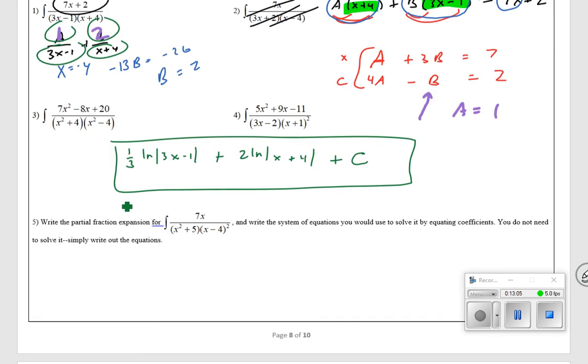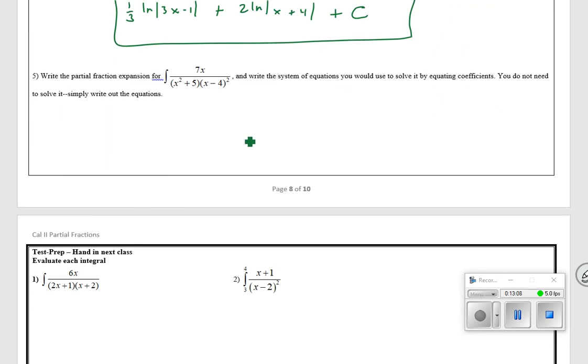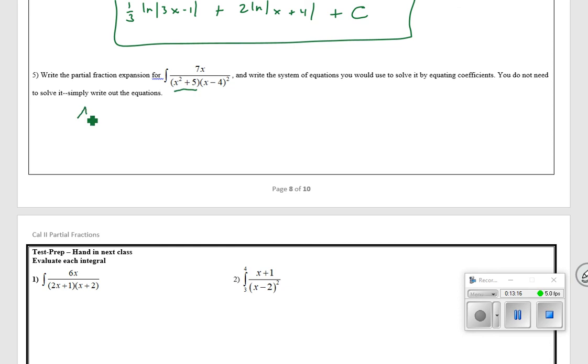Now, I didn't include this one on the test. I usually do, but I just didn't this year. This says to write out the partial fraction system of equations. Don't solve it, write it out. So for this one, which is irreducible, I would have ax plus b. This is repeated. I would have c over x minus 4 plus d over x minus 4 squared. Remember, if we had some number of 18ths, I could break it down into thirds, sixes, or ninths, but ninths are just 3 squareds, equals 7x.